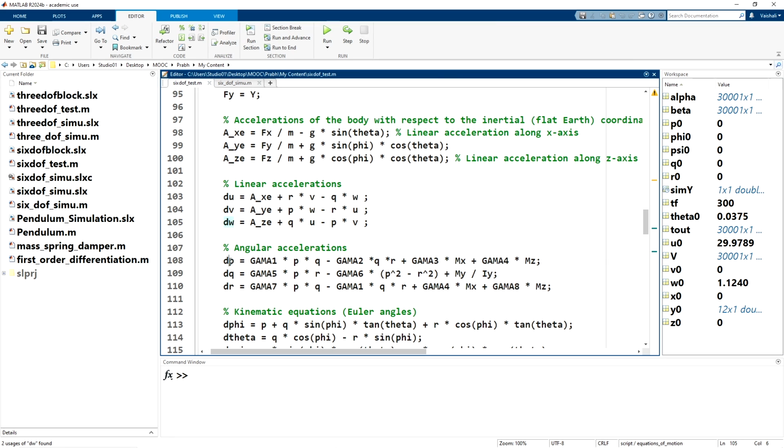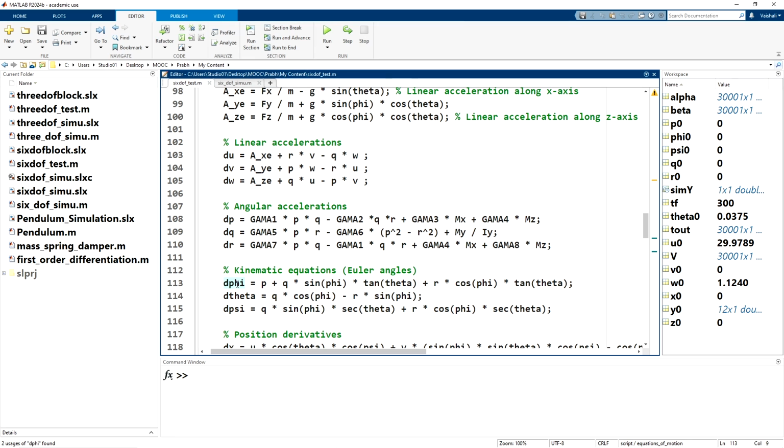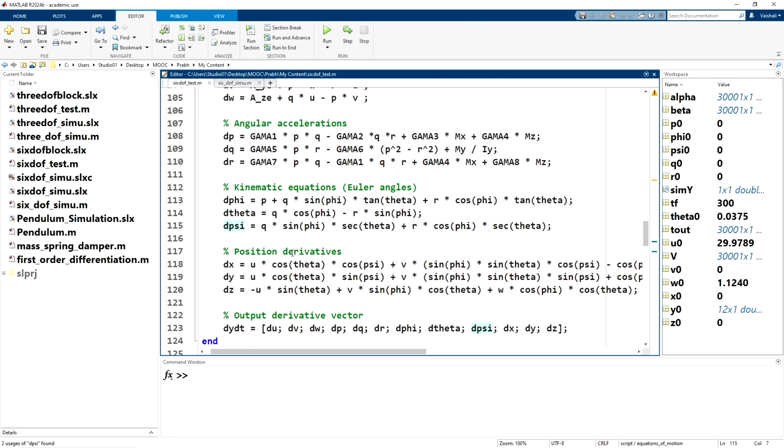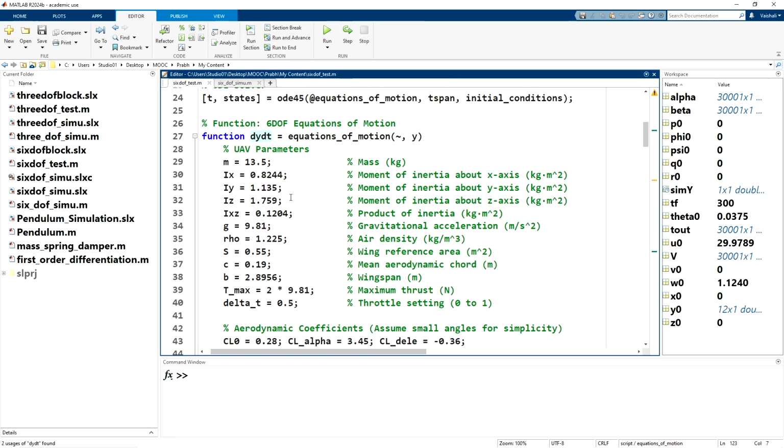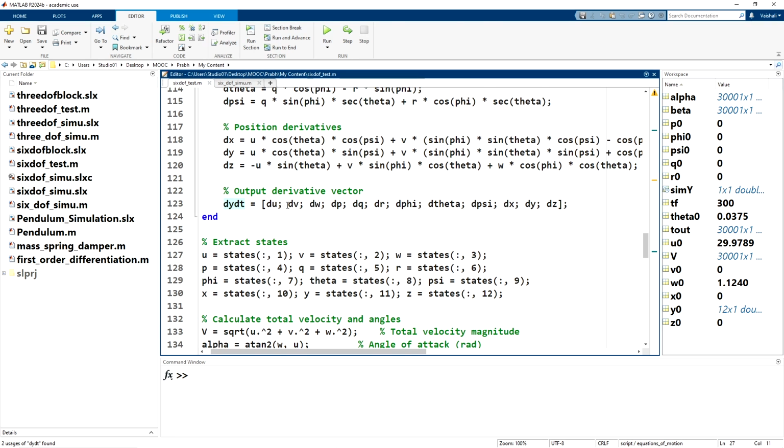Then we have accelerations p dot, q dot and r dot that we have derived in last week's lecture. Then we have phi dot, theta dot and xi dot expressions, kinematic equations, and finally the position derivatives x dot, y dot and z dot. And the output vector is dy dt, that I have included here. So I am not taking any other output here, I am interested only in the 12 states. Hence here u dot, v dot, w dot, p dot, q dot, r dot, phi dot, theta dot, xi dot, x dot, y dot and z dot.